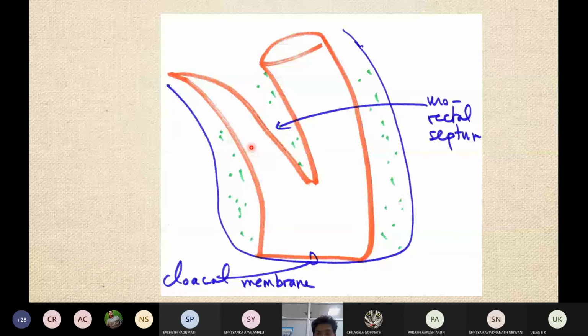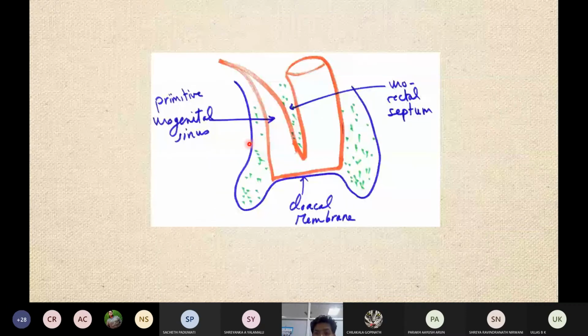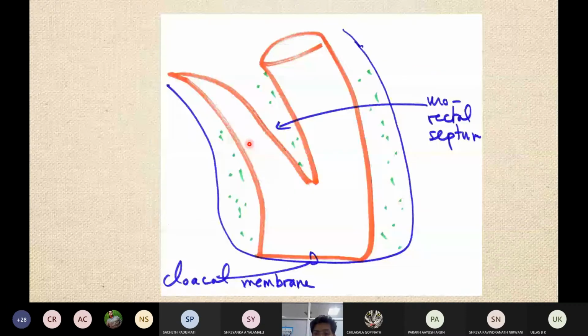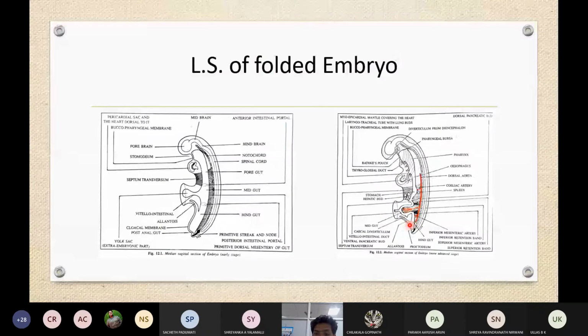Yeah, you just see here. So I told you this is the allantois. This allantois will divide the hindgut into the pre-allantoic part and post-allantoic part. Hope it is visible to you. The pre-allantoic part and the post-allantoic part. This is the allantois. Okay.